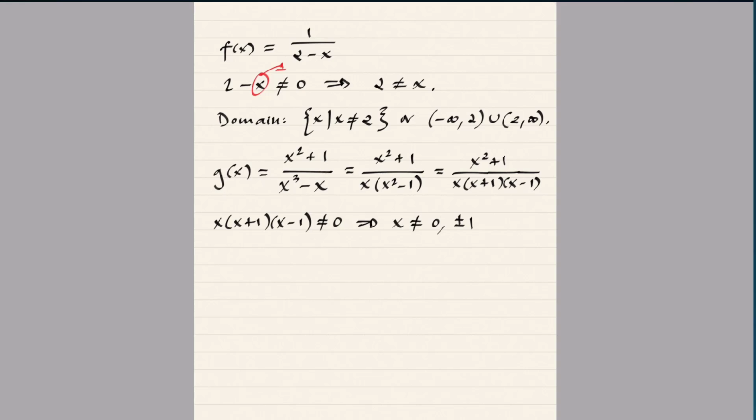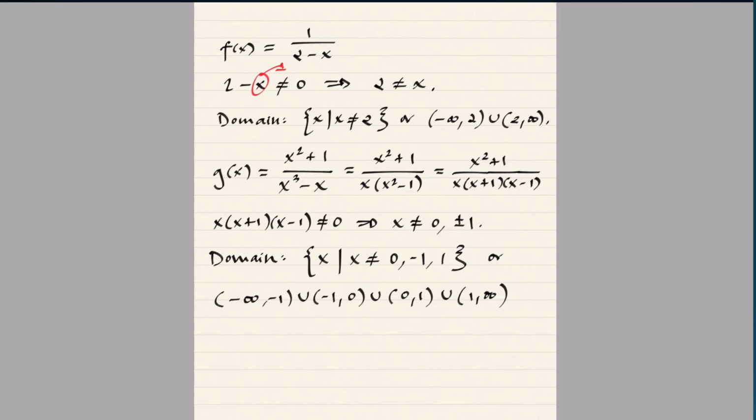It's basically everything but 0 or positive and negative 1. And the way we're going to say that, well, we'll do the same thing that we did before. So we've given you the domain using the set builder notation, and that's our way of saying everything but 0, negative 1, or 1. And we've also given the domain using interval notation.